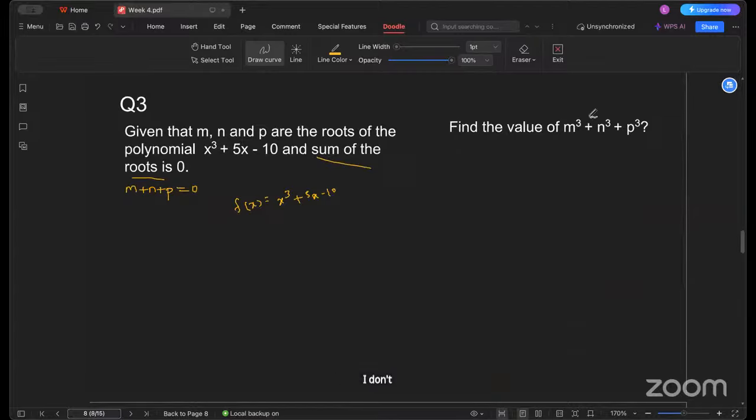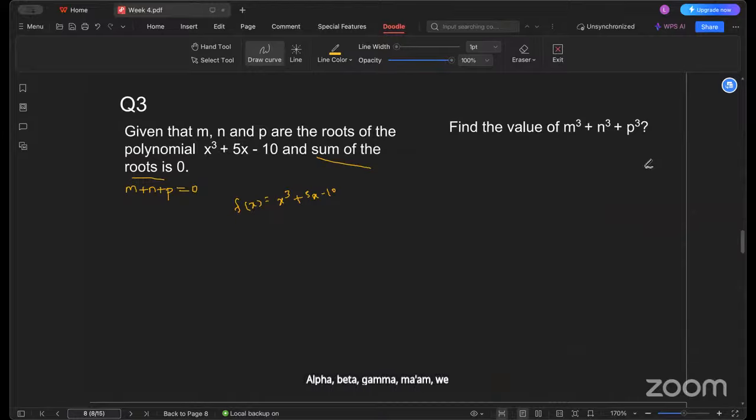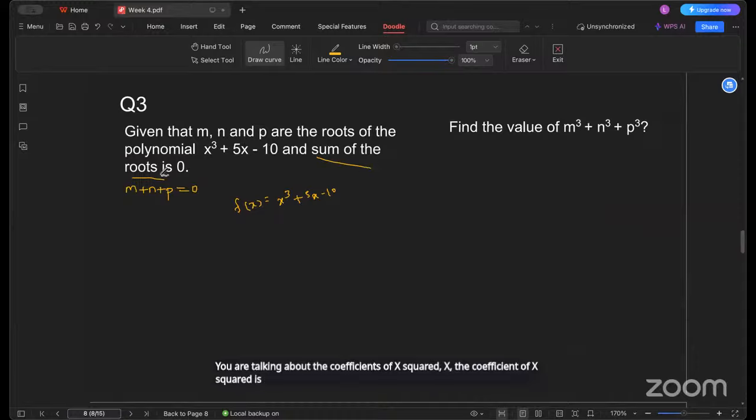What is m, n, and p? So just from 10, how can you say m cube plus n cube plus p cube? Alpha, beta, gamma, ma'am. We assume that m, n and p are alpha, beta, gamma. For a cubic polynomial, the condition is there, no, ma'am. Alpha cube plus beta cube plus gamma cube equal to minus d by a. So that is the sum, but it is the sum of cubes of the roots. That is the sum of the roots, no? Here it's the cube of the roots, the sum of cubes of the roots. See, you are talking about the coefficient of x squared. The coefficient of x squared gives the sum of the roots.